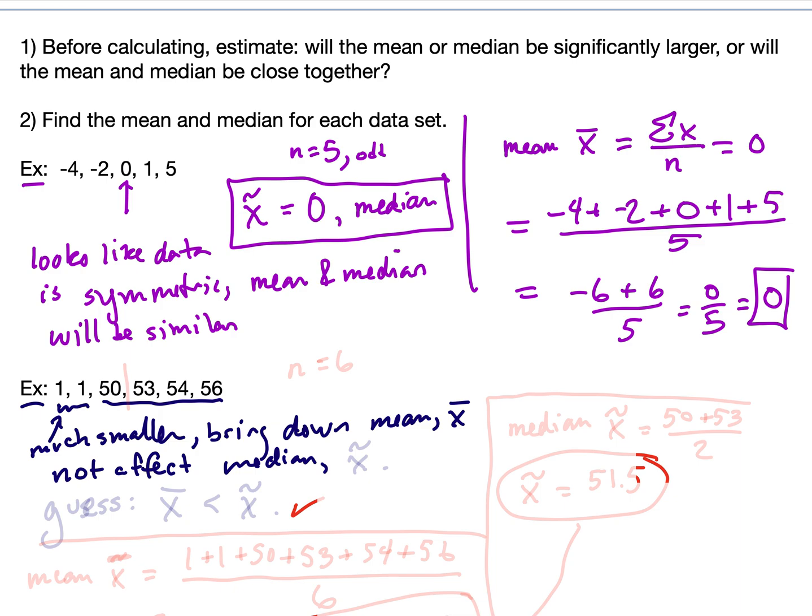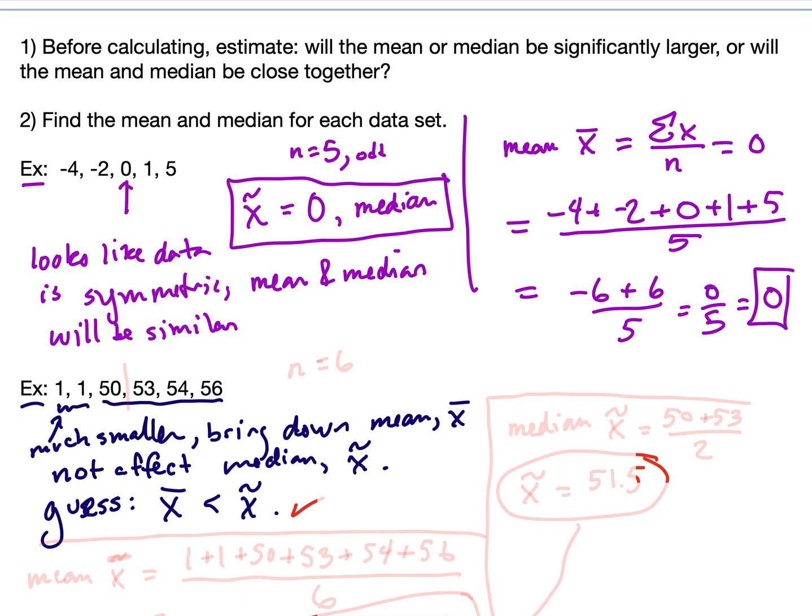and they will not affect the median, because neither of those is a middle value. It will not affect the median x tilde. So our guess is that the mean x bar is going to be way less than the median x tilde. That's our guess. Let's calculate each value and verify that.